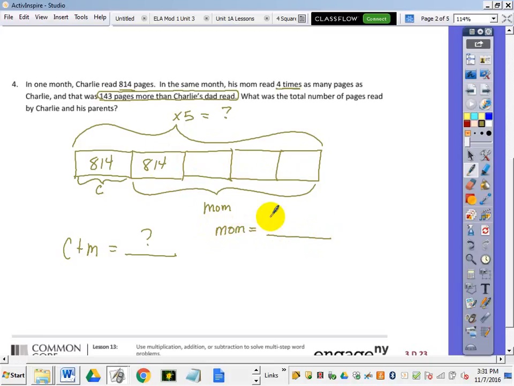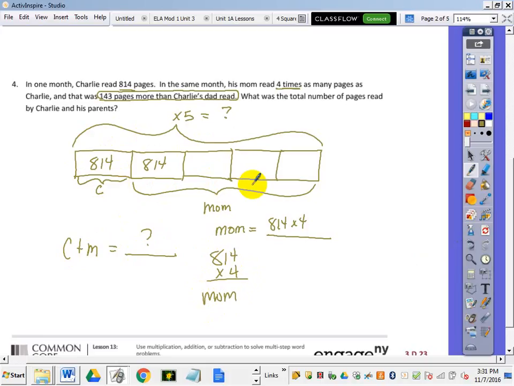So that would be 814 times 4, which would be easier to set up. Don't do it this way, but go ahead and do 814 times 4 this way. Times 4. That's going to be mom's right there. That'll be mom. So you got Charlie and mom here for an answer when you put all of them together. Then you got just mom separated out.